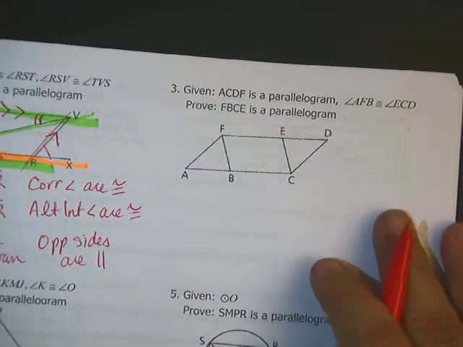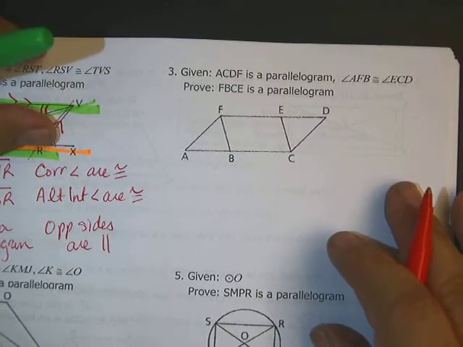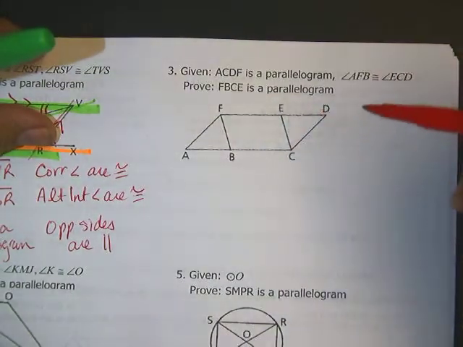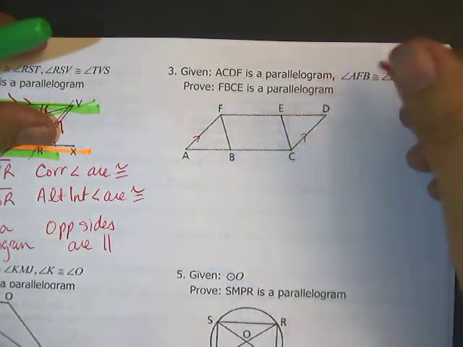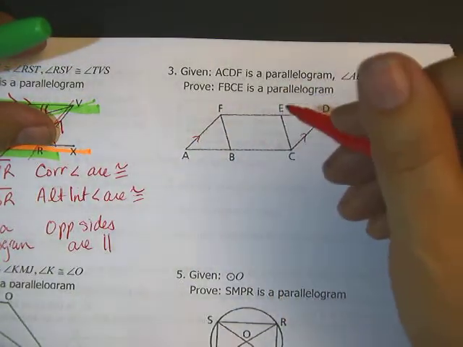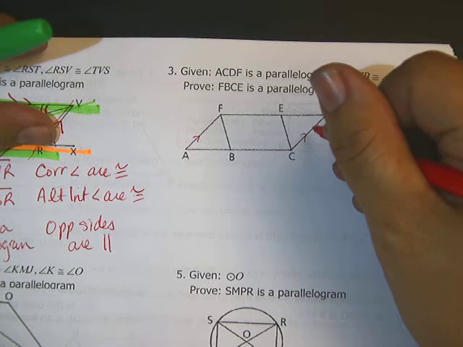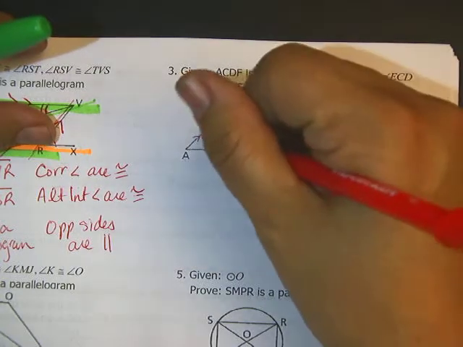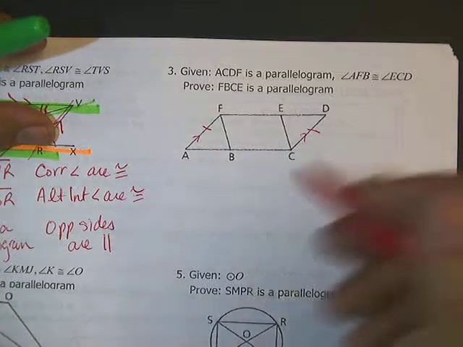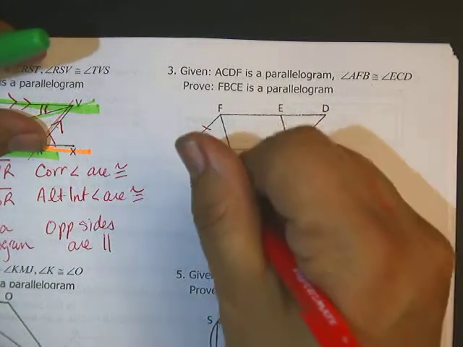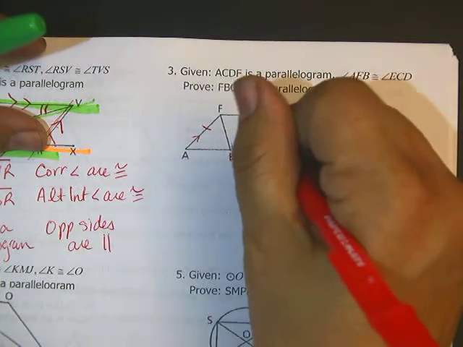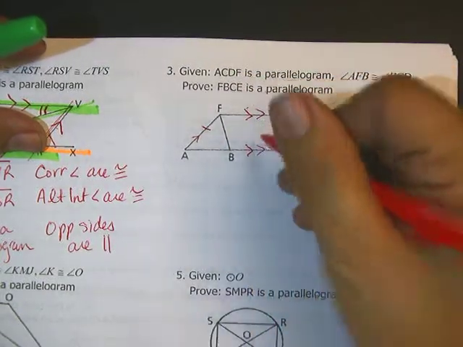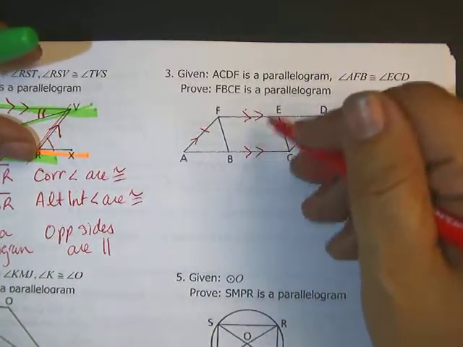Now let's move to problem 3. Given ABCD is a parallelogram, prove that FBCE is a parallelogram. When I first did this problem, I struggled a little bit because I forgot to pay attention to that. So let's pay attention to all our givens. It will make our life easier. Parallelograms, the important thing is that opposite sides are congruent and that they are parallel. I'm going to go ahead and just do my parallel symbols here.